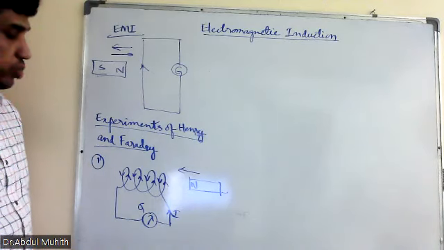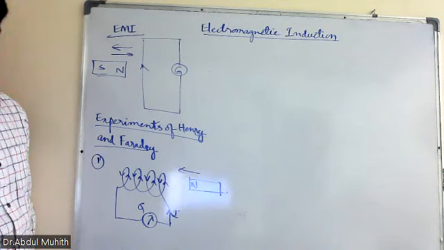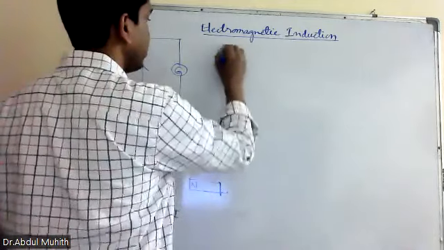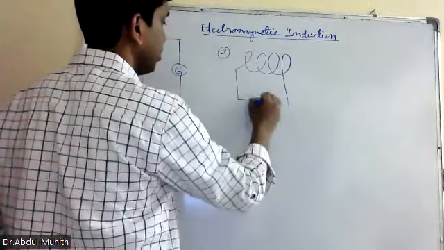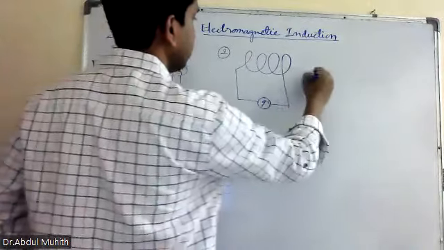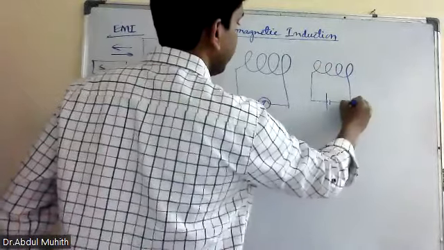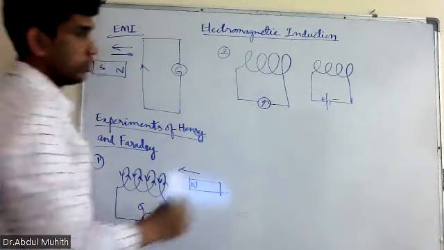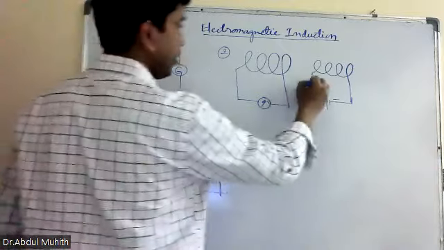That means when there is a motion between the magnet and the coil, current gets induced in the coil. Now the second one: there are 2 coils. Instead of a bar magnet, they have taken 2 coils like this. This is connected to a battery. So what will happen? Current will flow in this way.